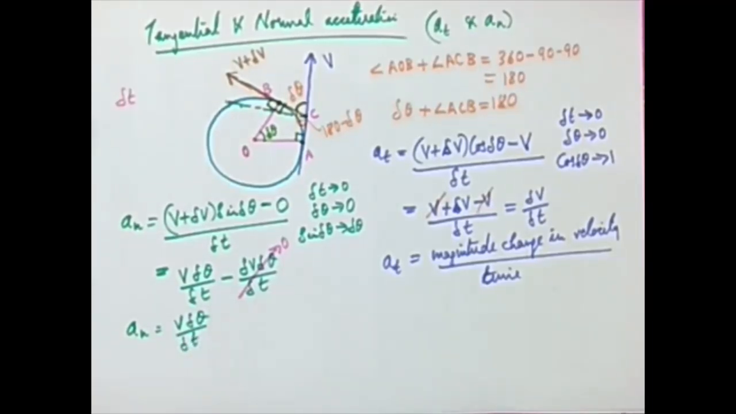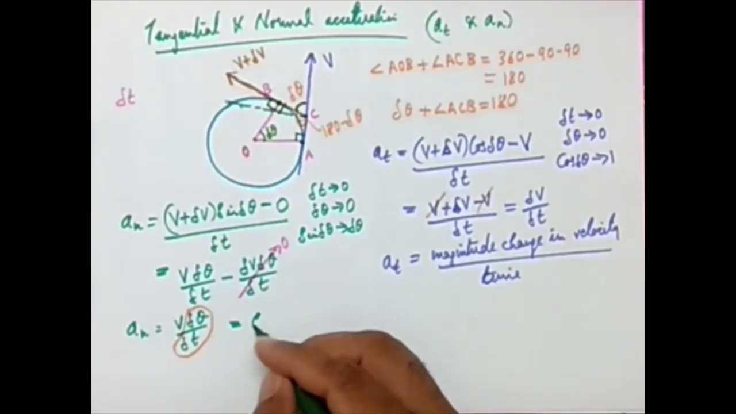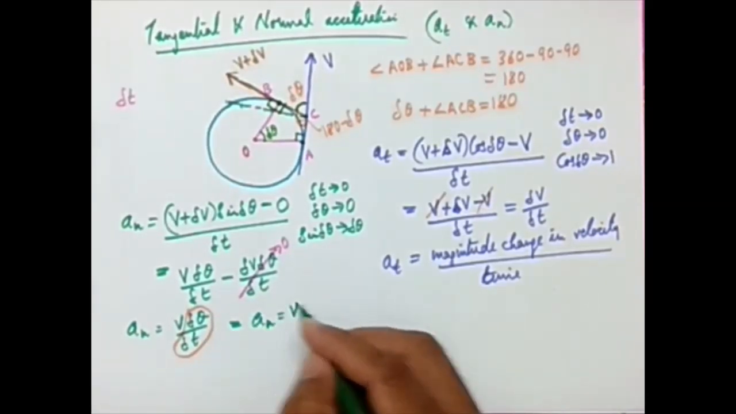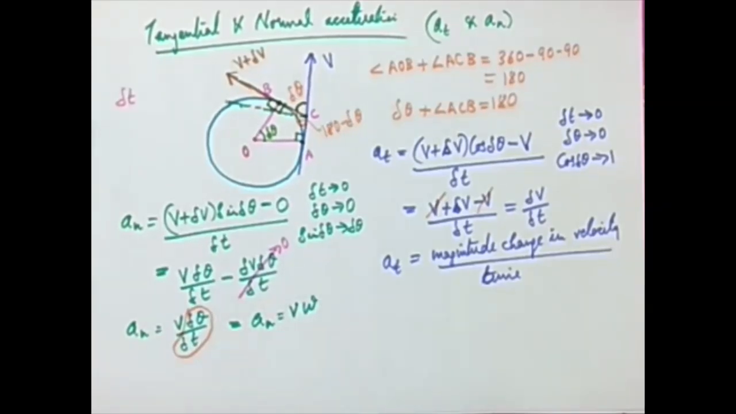And in here, when I write this, what is this component? Delta theta by delta t. That is the rate of change of angular displacement. What is the rate of change of angular displacement? It is the angular velocity. So an is equal to v omega.